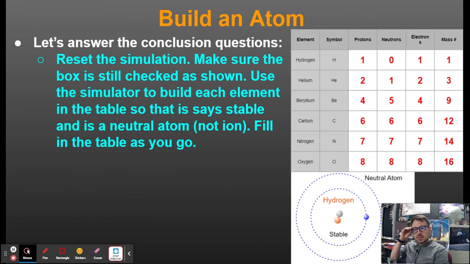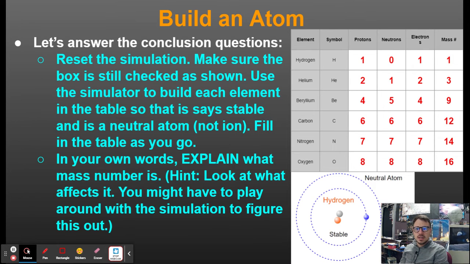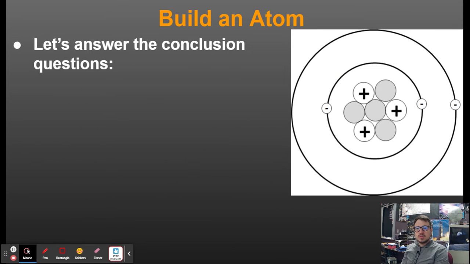So then what you have to do is reset the simulation, make sure the box is still checked as shown. Use the simulator to build each element in the table so it's stable and a neutral atom, so it's not an ion. Explain what the mass number is. The mass number is the number of nucleons in the center, in the nucleus, right? So the number of protons plus neutrons.